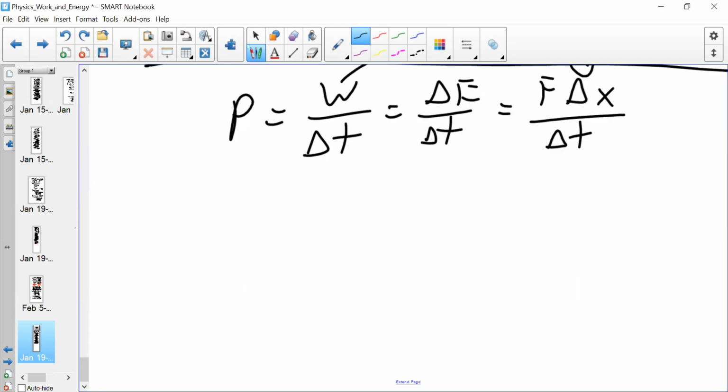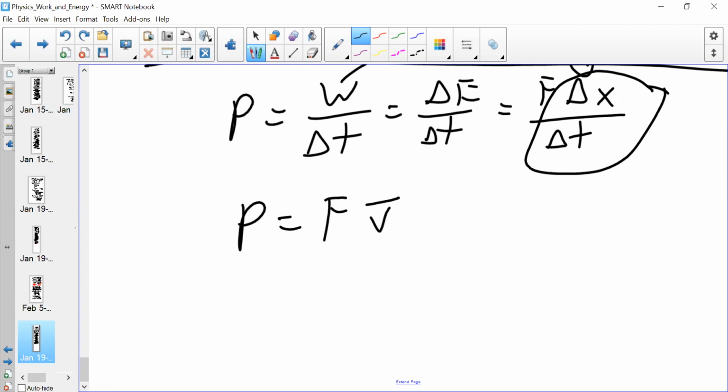Does anybody remember the equation for delta x over delta t? Can I re-express this somehow? Starts with a V, as in Victor. Velocity? Yes, it is. Delta x over delta t is my velocity. So power can be expressed in all of these forms, including force times velocity. And this is a constant velocity, okay?